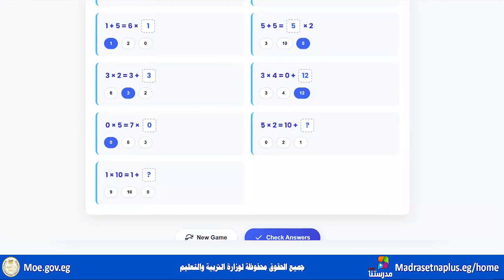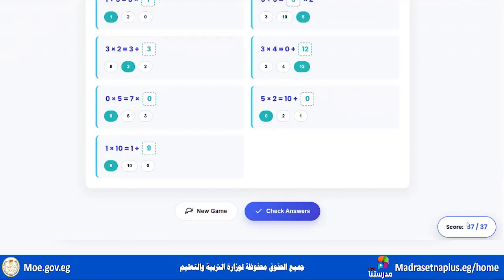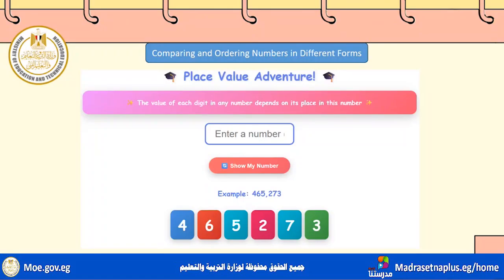This is what? 5 times 2 equals 10. 10 and what equals 10? 10 and 0. 1 times 10 equals 10. So 1 and 9 equals 10. Check. We got all. Compare and order in different forms.